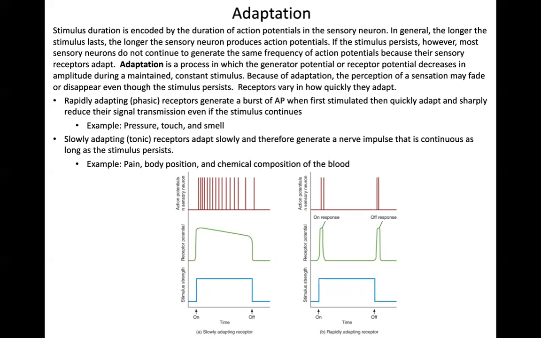Or been walking around looking for your cell phone and it's in your hand the whole time? This is what's happening. If a stimulus persists, most sensory neurons do not continue to generate the same frequency of action potentials because their sensory receptors adapt. Adaptation is a process in which the generator potential or receptor potential decreases in amplitude during a maintained constant stimulus. Because of adaptation, the perception of a sensation may fade or disappear even though the stimulus persists.